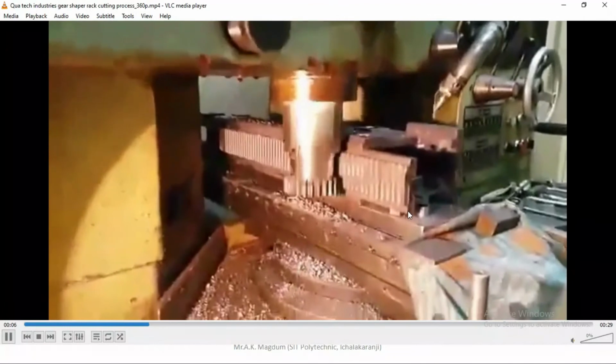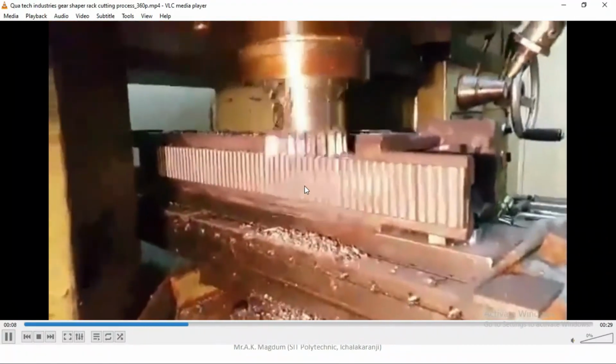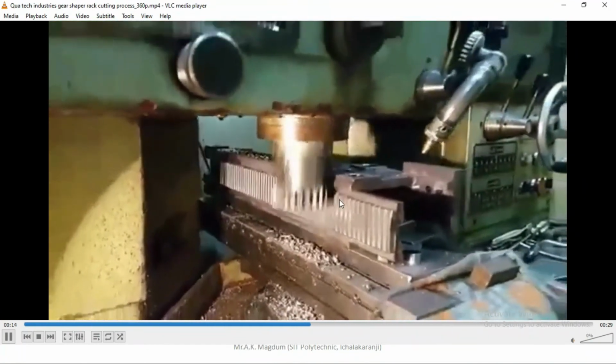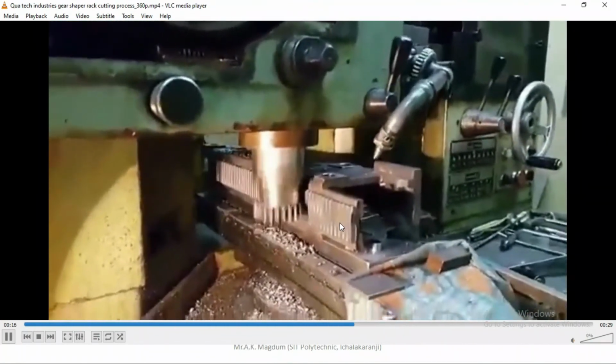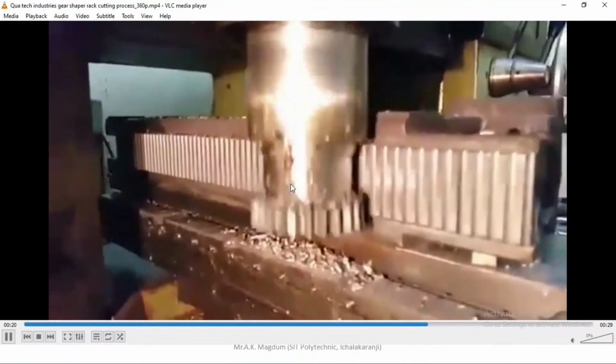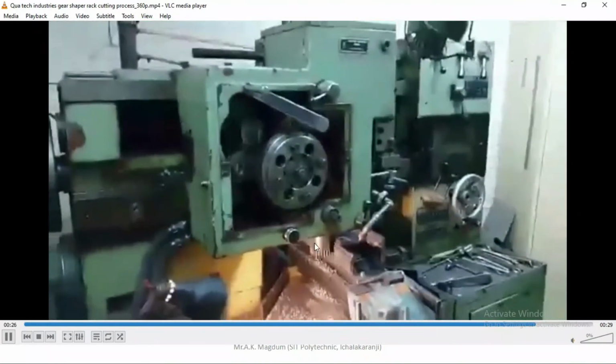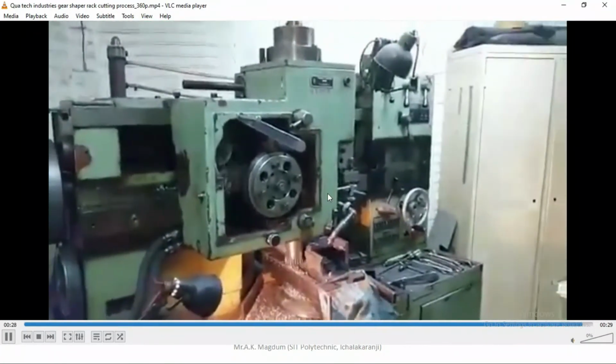So this one is the rack cutter. It reciprocates up and down, and at the same time a certain quantity of material is removed from the gear blank with the help of that rack cutter. So this is the working principle or working motion of gear shaping by rack cutter that you observe in this video.